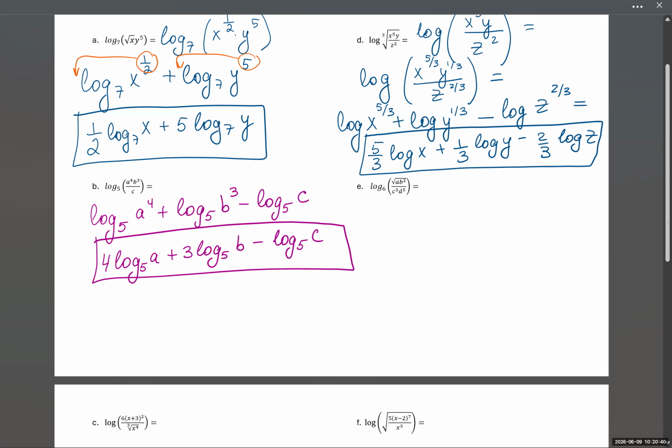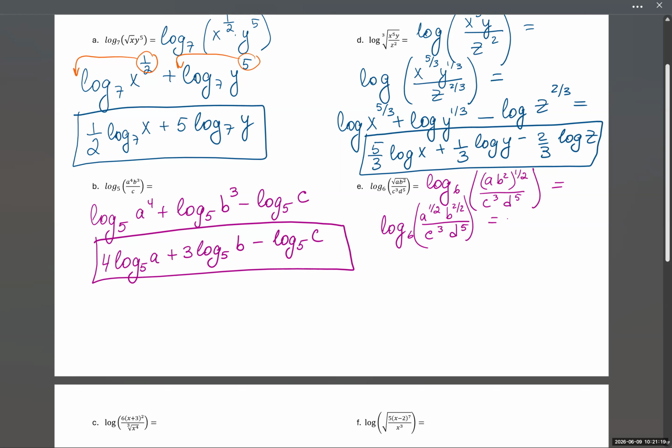Okay, part E, we have a square root on the top. Let's go ahead and replace that with the exponent. Log base 6, and then in parentheses, this is going to be a b squared to the 1/2 power, because that's what the square root is, and then divided by c to the 3rd, d to the 5th. Go ahead and write it out one more time. Log base 6, a to the 1/2 on the top, b to the 2/2 power, which is just b to the 1st, divided by c cubed d to the 5th.